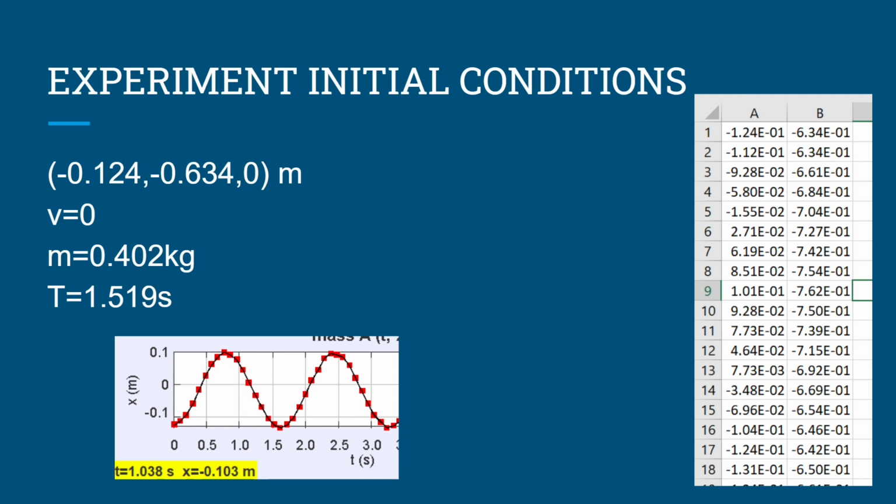Using Tracker, the mass's position was noted at each frame, and the X and Y positions were recorded in an Excel sheet. From the data that Tracker yielded, the period of oscillation was determined to be 1.519 seconds. This was found by matching trough to trough of the graph in Tracker.